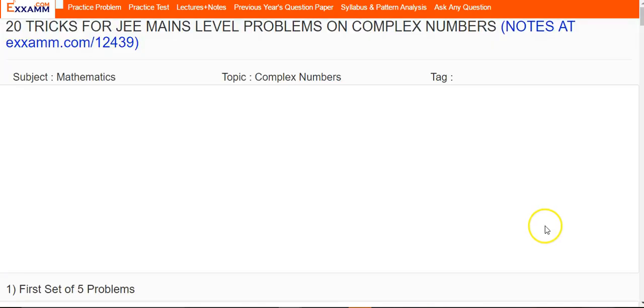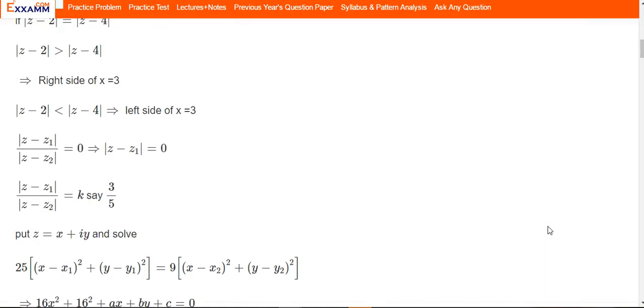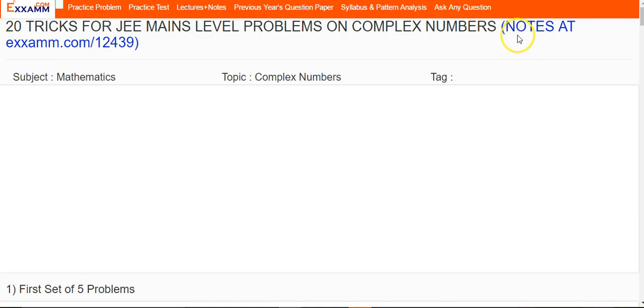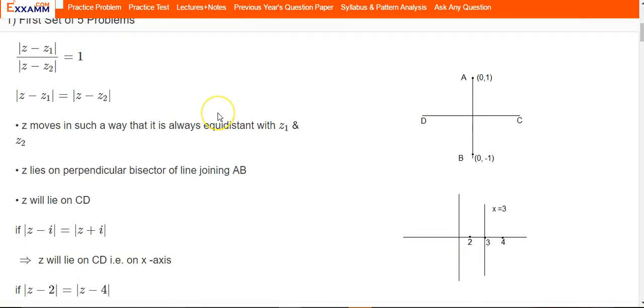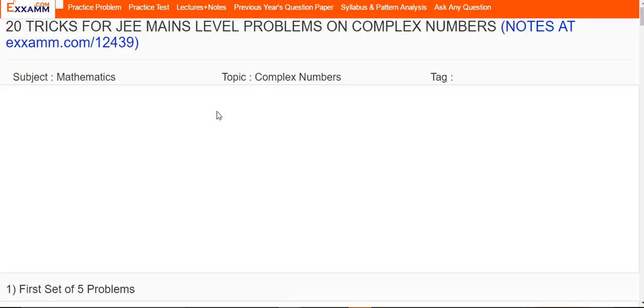So with these dozen odd problems, we have learned around 12 tricks which are quite exhaustive in nature, and the notes, the questions, the theory portions which we have taught during these questions are available at exxamm.com/12439. In the next lecture, we would do some problems for JEE Advanced.